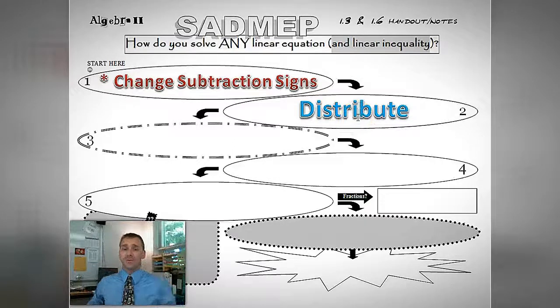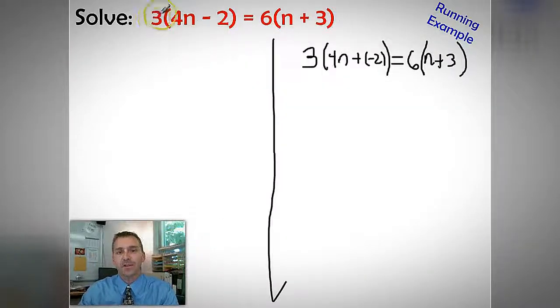You don't always have to do this. But the next thing that you have to look for is, can I distribute anything? If so, do it. That is your next step. So in my running example, is there something here that I can distribute? Sure. I can take this 3 and distribute it there, and take this 3 and distribute it there. 6 I can distribute there, and the 6 I can distribute right there.